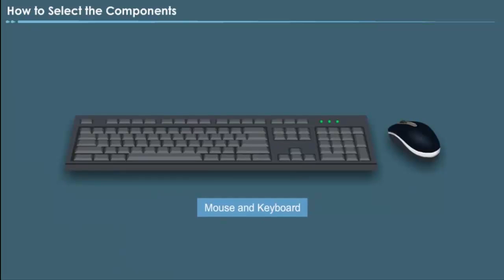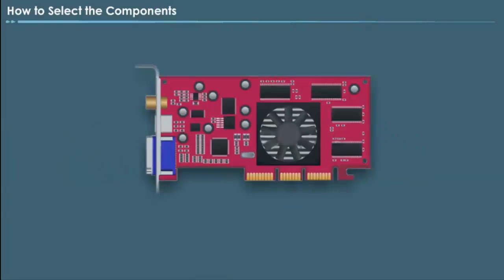Step 6. Select mouse and keyboard. The mouse and keyboard are also essential parts of assembling a desktop. They come in different connectors like USB and PS2. They are also available in wired and wireless models.